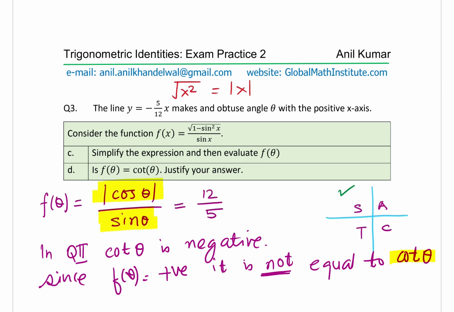So with that in mind, let's close this test paper. We'll take up another with practice questions on challenging questions based on trigonometric identities. I hope it makes sense to you.